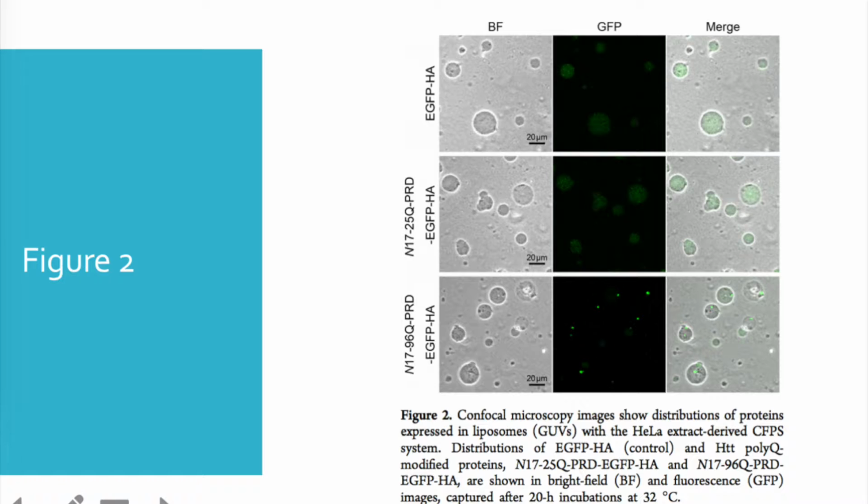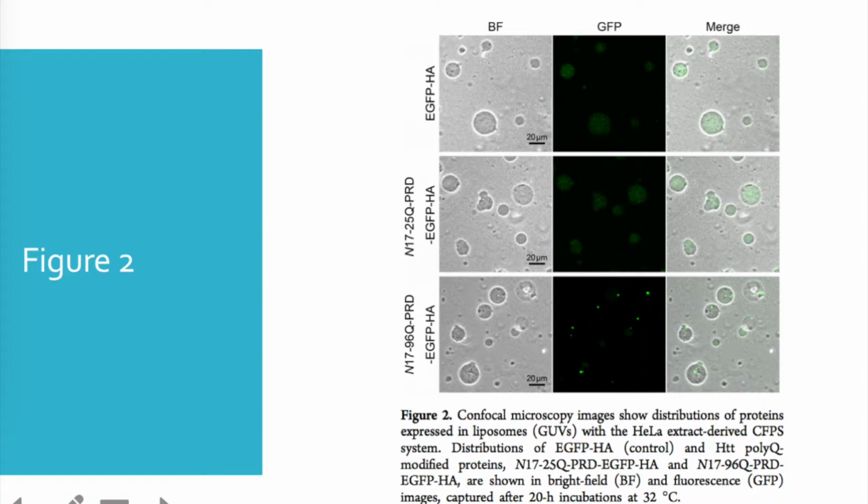Now in figure 2, on the top hand corner, we have the EGFPHA sequence, and that has no polyQ repeats, so it is the control group. In the middle, we have an N-terminus of 17 and then 25 Q repeats. And then at the bottom, we have another N-terminus with 96 Q repeats.